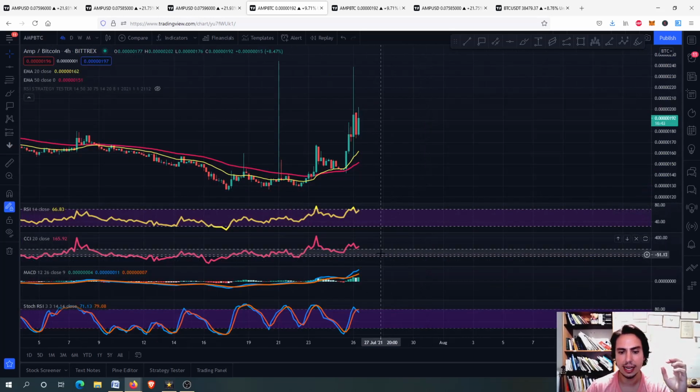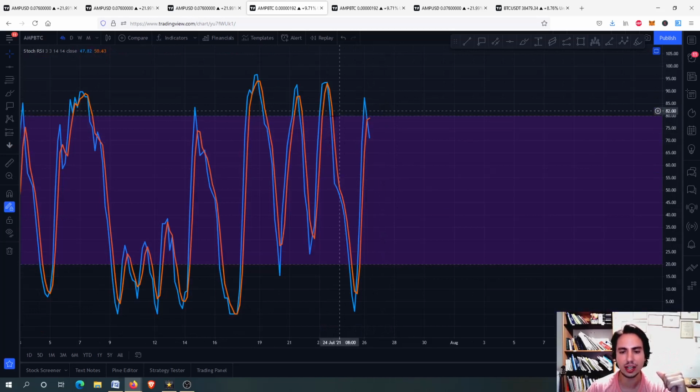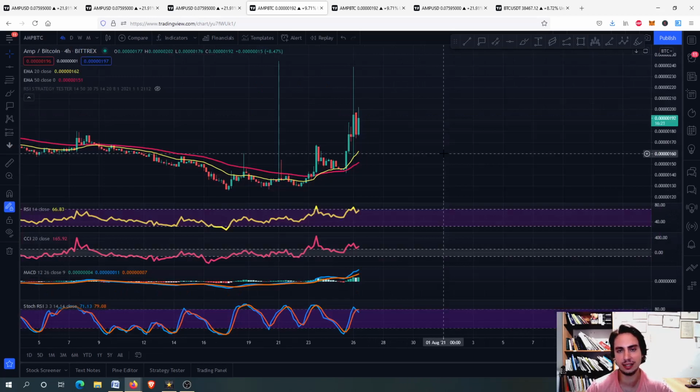So you can see AMP on the commodity channel index is way above the 100. As you can see right here, the stochastic RSI on the 4-hour frame is not in an overbought, but it is near the top line right there at 80, okay. This is the 80 for the stochastic RSI, the top line, and the bottom line is around 20 for the stochastic RSI. These are the default settings for this indicator, the risk metric.